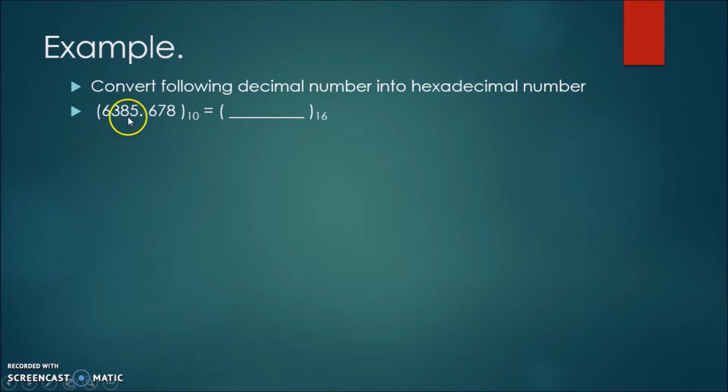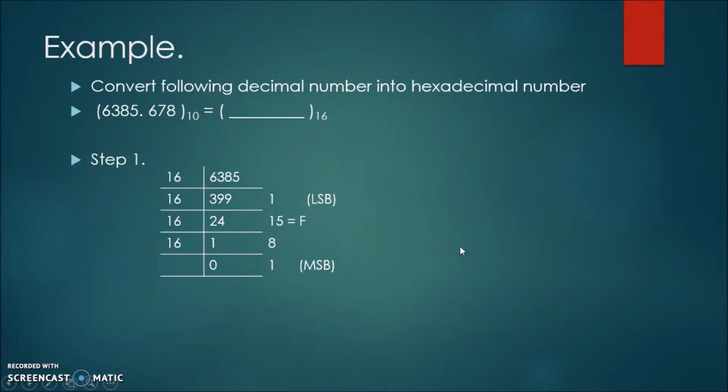Here we have 6385.678, which is a decimal number, and we want to convert it into a hexadecimal number. So in the first step, let us first convert the integer into its hexadecimal number. While converting this integer, we have to divide it by 16 and note the quotient and remainder. So here the first division gives the quotient 399, and the remainder is 1.